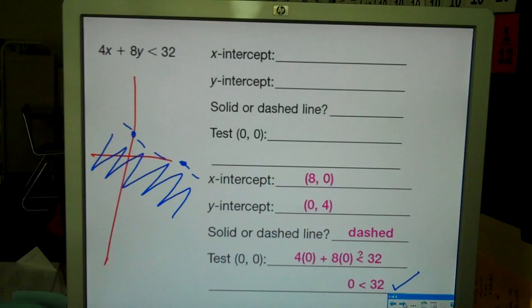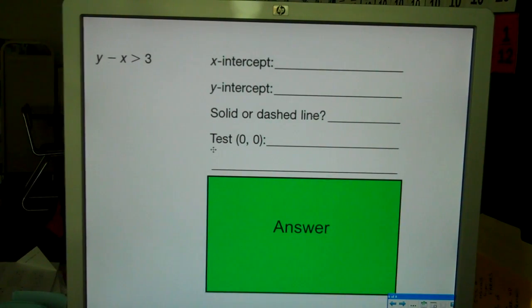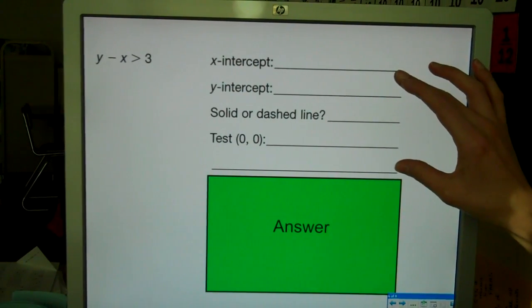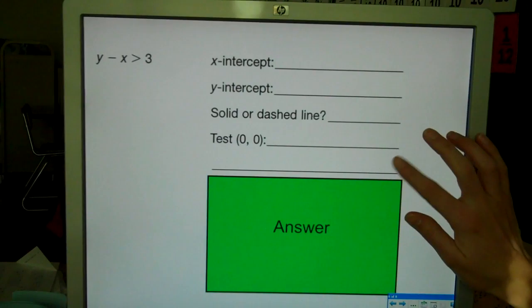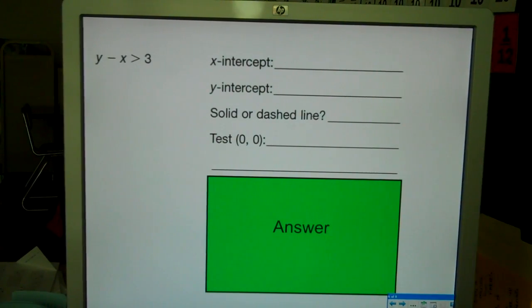But this wouldn't be fun if it was just 1. We got to do a system. So here's the next one. Here's our other inequality. Same deal. Find the intercepts, solid or a dashed line, and does 0, 0 work? Go ahead and do that now and come back for the answer.